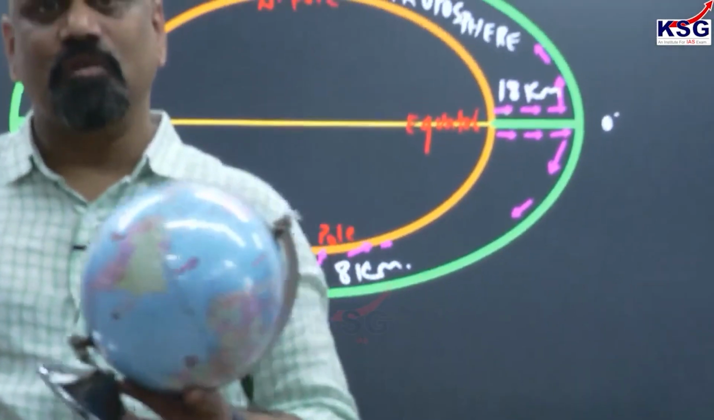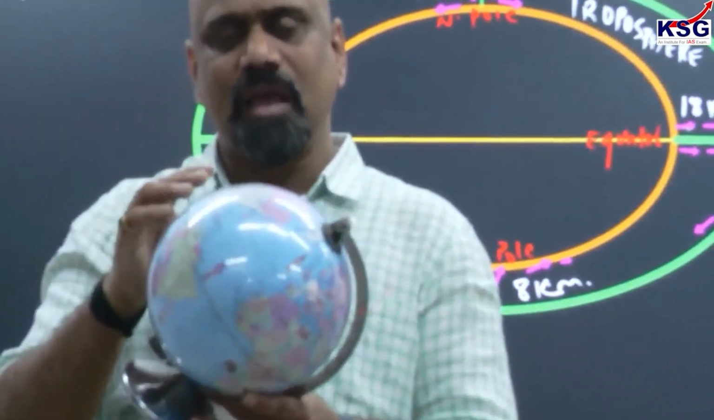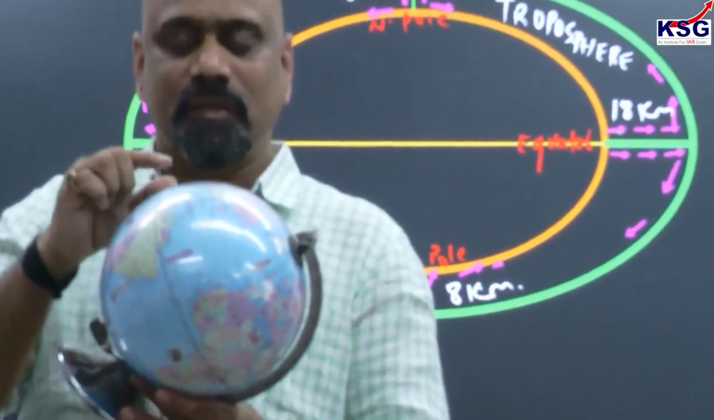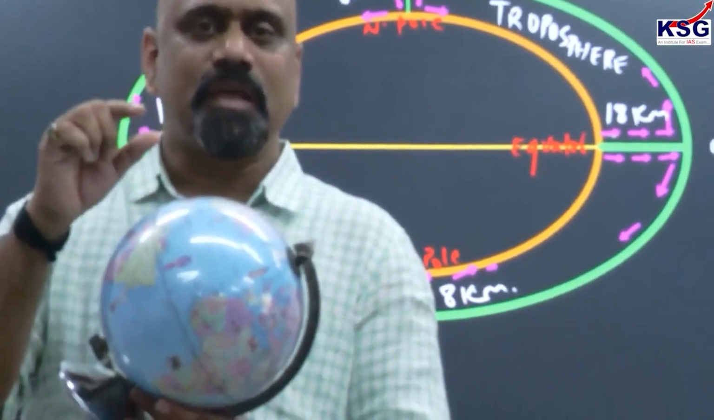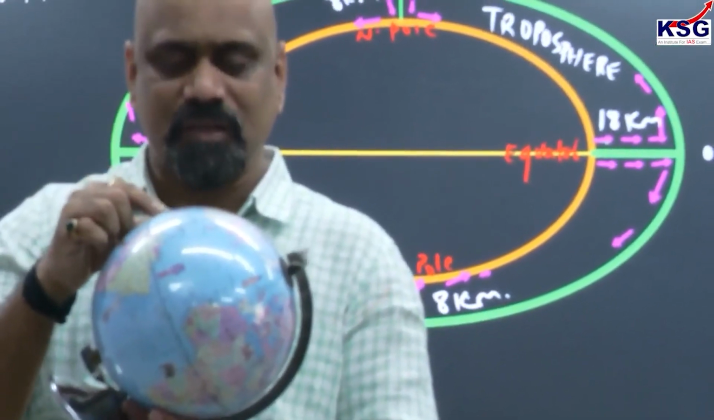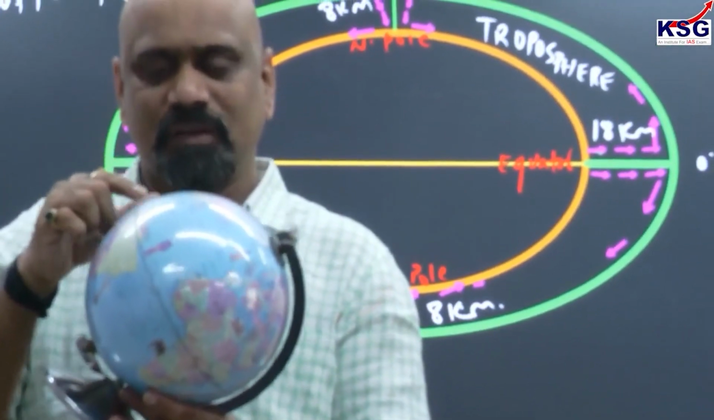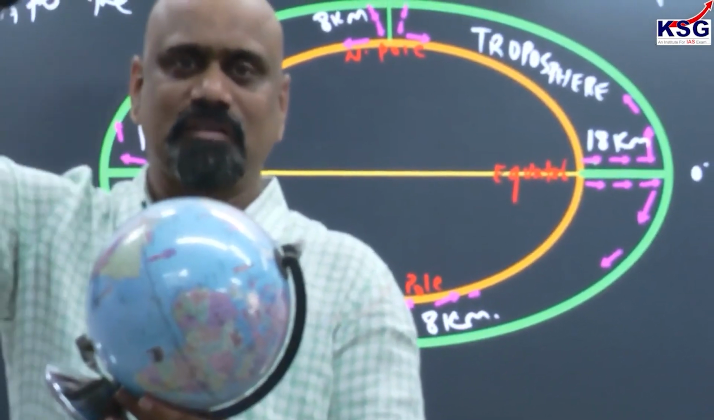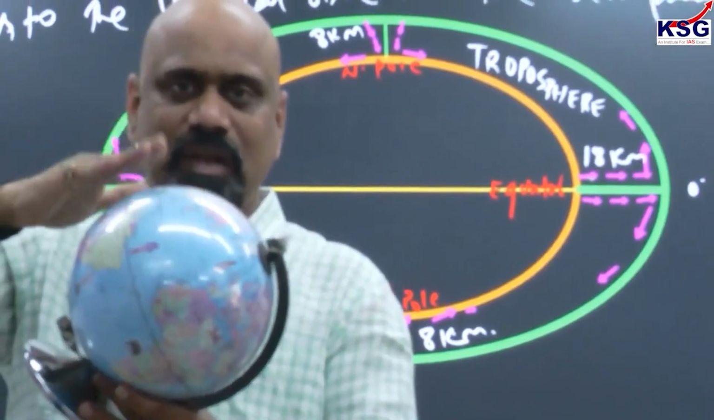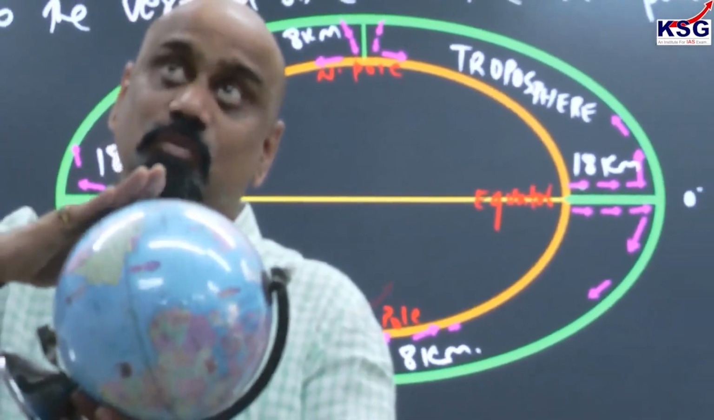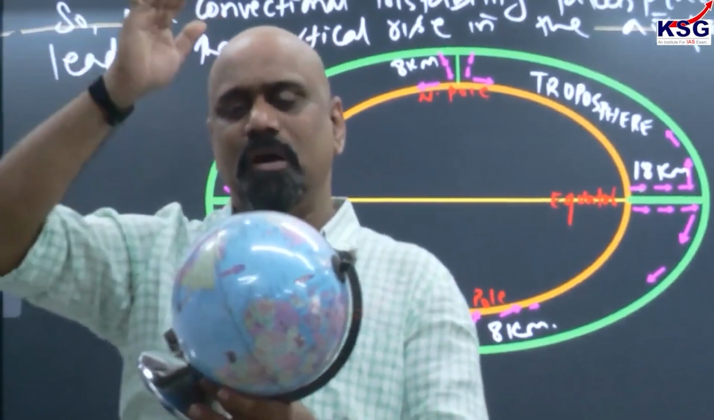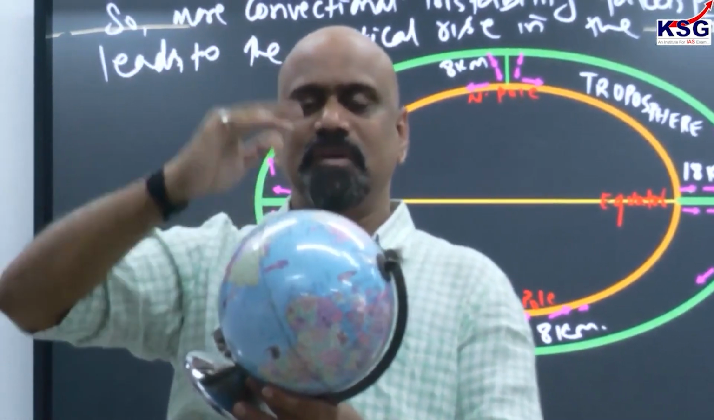I told you earlier that whenever you are boiling water, the water from below goes upward, and it has a circular movement. Likewise, air gets convectional instability here, so it moves upward. Because it goes upward, here the mixing zone is much higher.